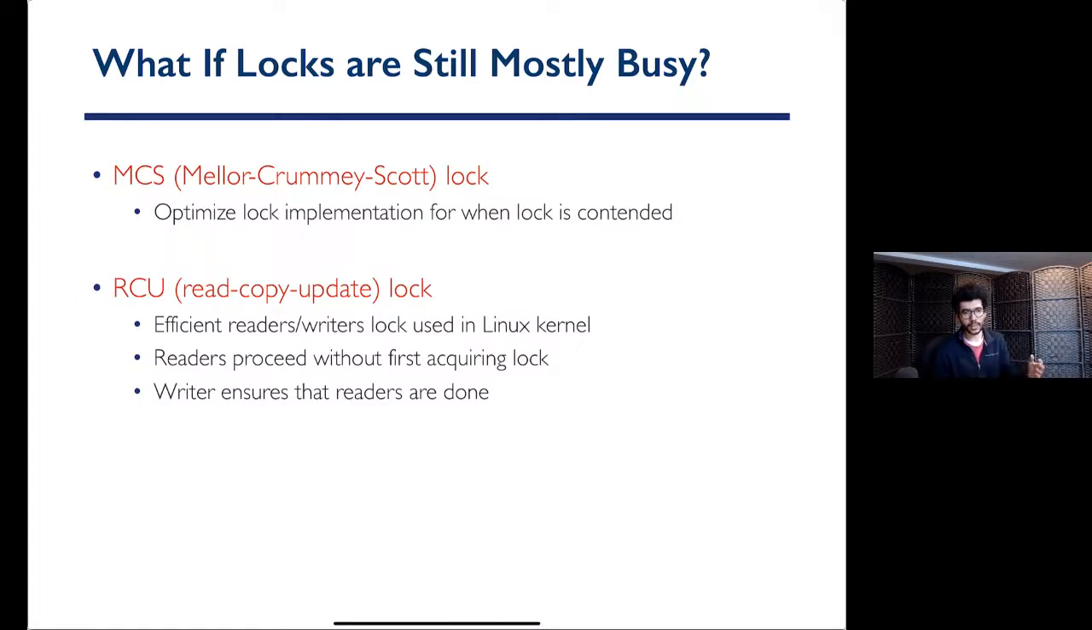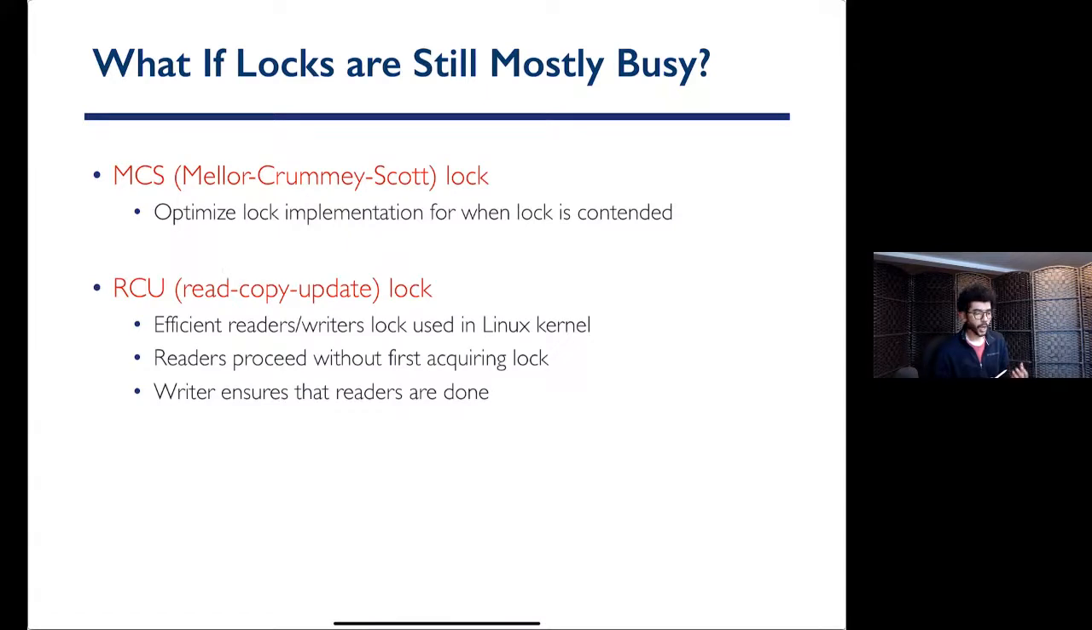So the mutex that we talked about is not designed specifically for multiprocessors, and we'll see that. So these two locks are designed for multiprocessors. The first one is the MCS lock. It's named after the three inventors of this lock. This is a lock that is optimized for when a lock is contended on a multiprocessor.